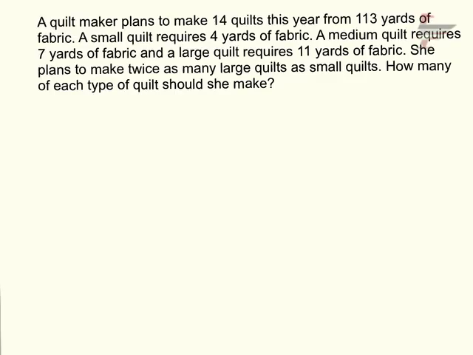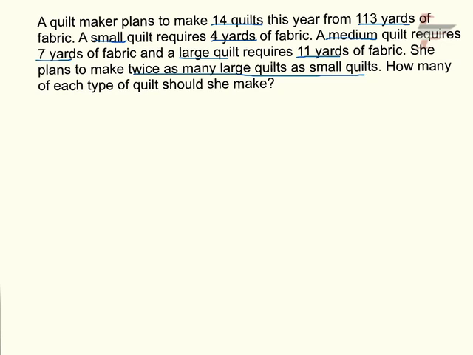All right, this is a review of a system of equations in 3 variables. If you read the problem first, it says that a quilt maker plans to make 14 quilts this year from 113 yards of fabric. A small quilt requires 4 yards of fabric, a medium quilt requires 7 yards, and a large quilt requires 11 yards. She plans to make twice as many large quilts as small quilts. How many of each type of quilt should she make?